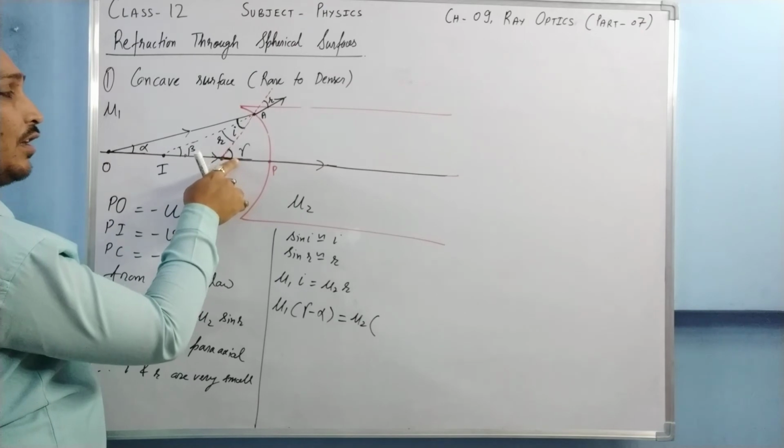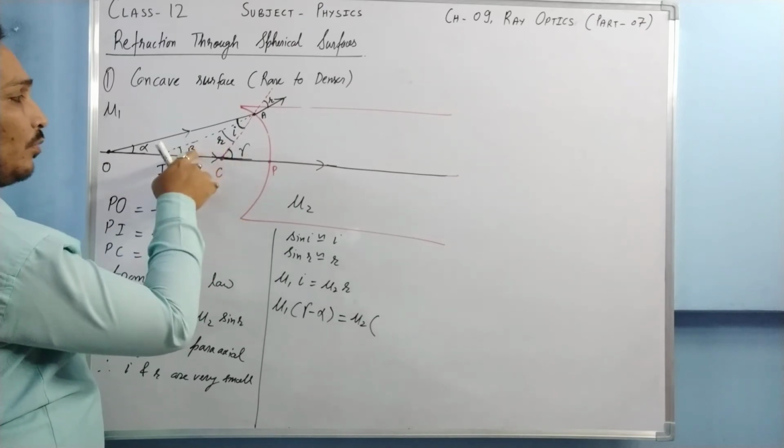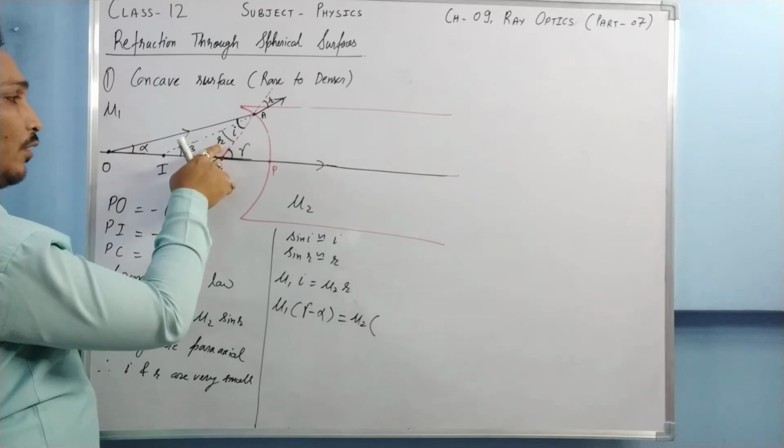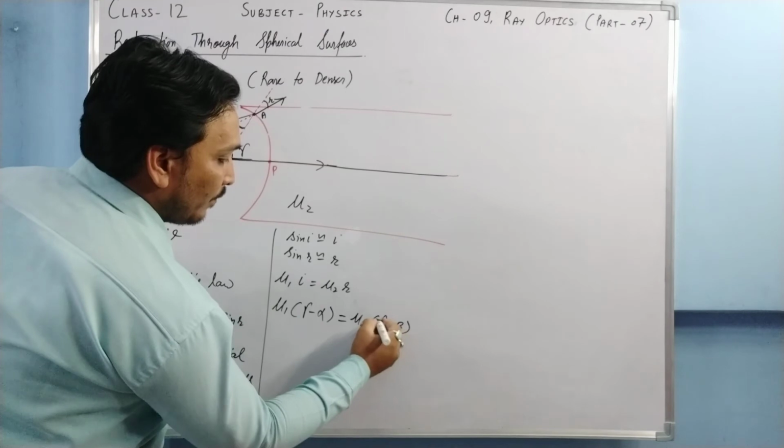Gamma is the exterior angle, R and beta are interior angles. So gamma will be equal to beta plus R. So R will be gamma minus beta. So here it will be gamma minus beta.